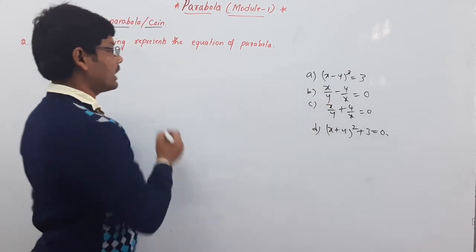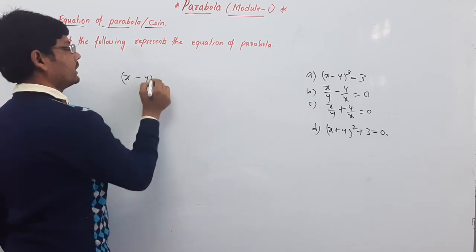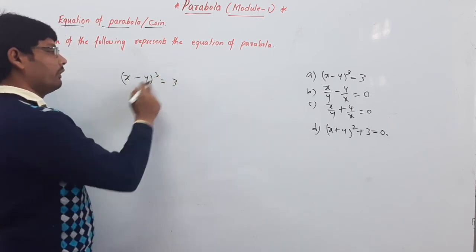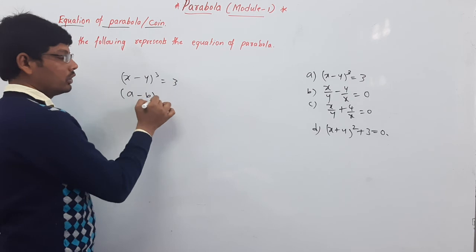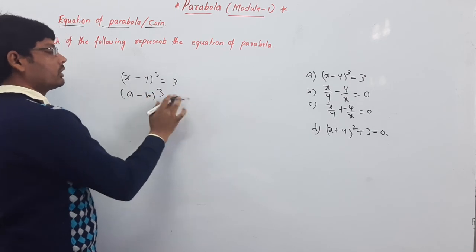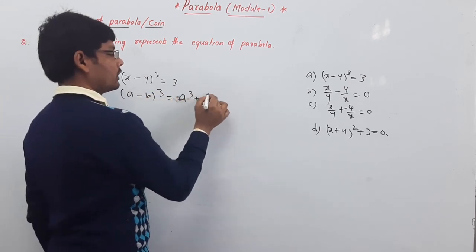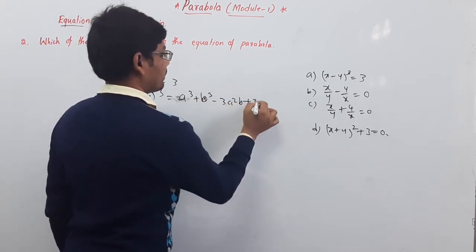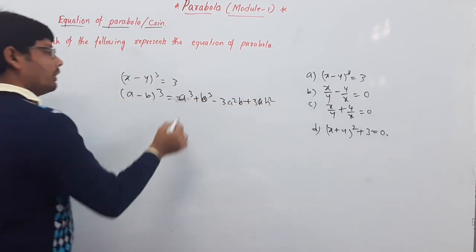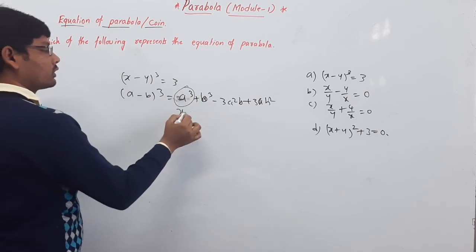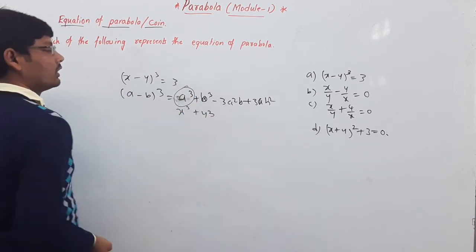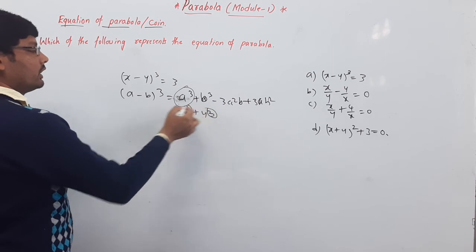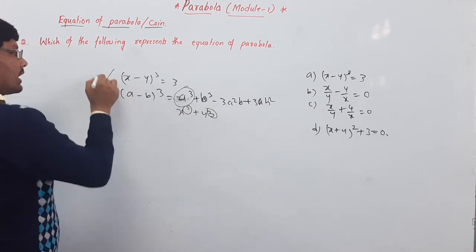Let me check the first option, (x minus y) whole cube is equal to 3. If it is in the form of (a minus b) whole cube, we get a cube minus b cube minus 3a square b plus 3ab square. This is the formula. If you substitute here, we get x cube and y cube terms. In a parabola equation we don't have cubes, so this is the wrong answer.